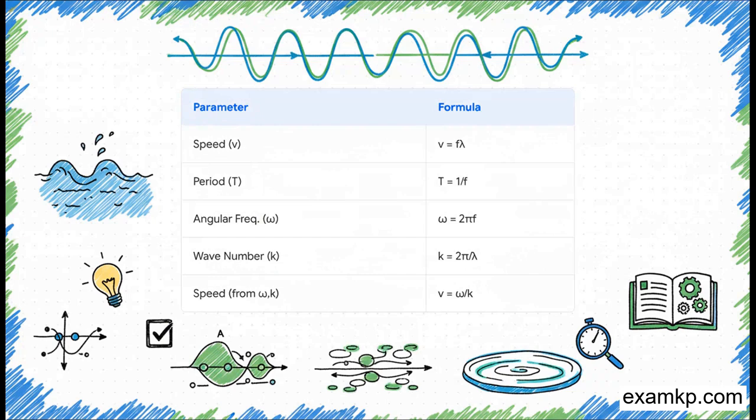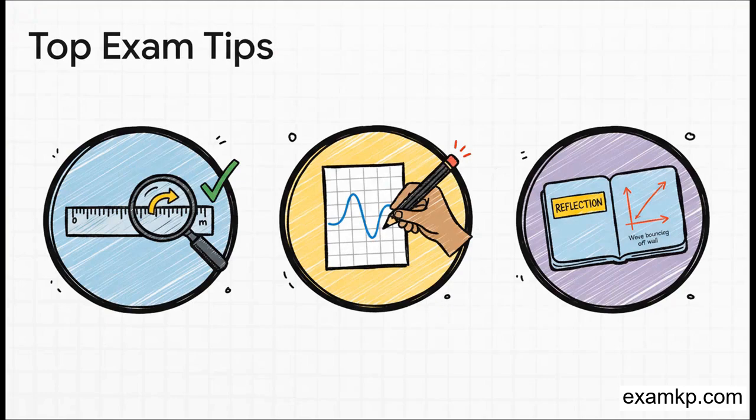And before you go, let me give you 3 final tips to guarantee you get all the marks. Number 1, always watch your units. Examiners love to trick you with centimeters when you need meters. Number 2, if you ever feel stuck on a problem, draw a quick diagram. It really helps you see what's going on. And number 3, for theory questions, define your terms precisely and always try to give an example.